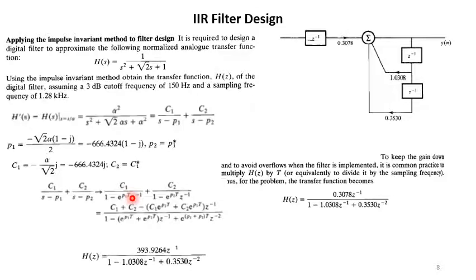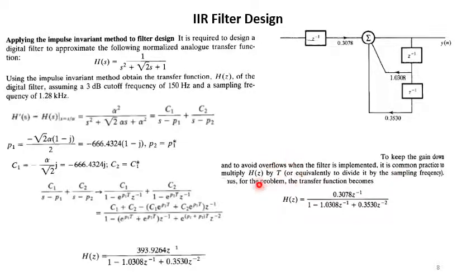So once we know the values for C1, P1, C2, P2, just putting them in this equation, we can find H(z) to be this one. Now, to keep the gain down and avoid overflow when the filter is implemented, it is common practice to multiply H(z) by T.